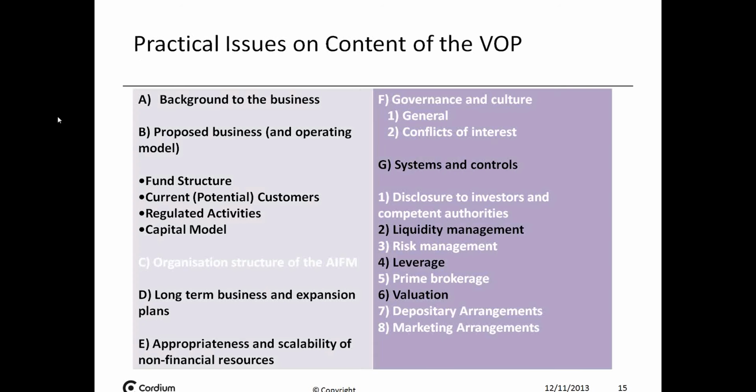Okay, so in particular, we're going to focus a little bit more on these areas: the organizational structure of the AIFM, its governance and culture sections, which refer to questions in section 4 on general compliance and conflicts of interest. Then we'll move on to the systems and control sections, which refer to disclosure to investors and competent authorities, risk management, prime brokerage, depository arrangements, and finally marketing arrangements.